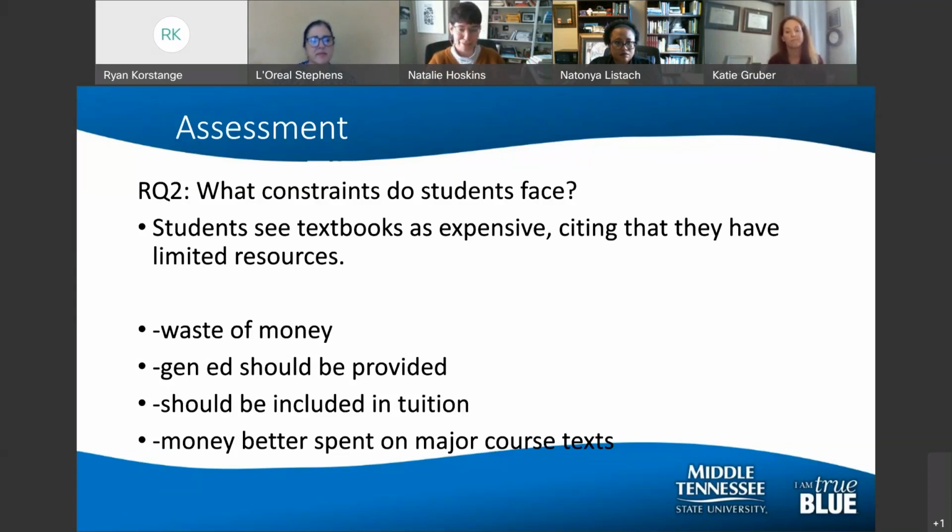So not only did they find that it was too costly, but they thought that it was a waste of money. And this actually elaborates on the questions that we asked regarding gen ed and major courses, which I'll talk about a little bit more in the next slide. But the students overwhelmingly suggested that if it's a gen ed course, they shouldn't have to be paying for it. It should be provided by the university in some way. So they made suggestions about how it should be provided by the professor or the instructor, or that it should be included in tuition, or they should have course texts that they distribute every semester and then collect at the end of the semester. So it's kind of like a recycling program.